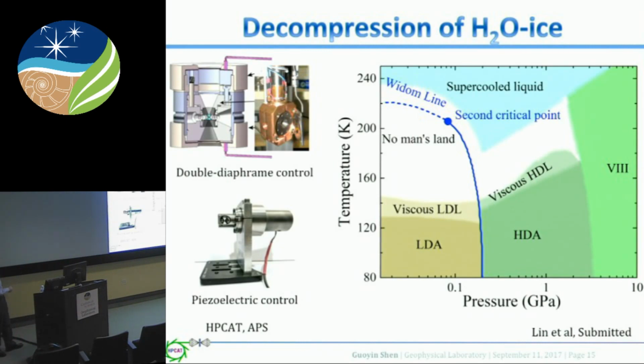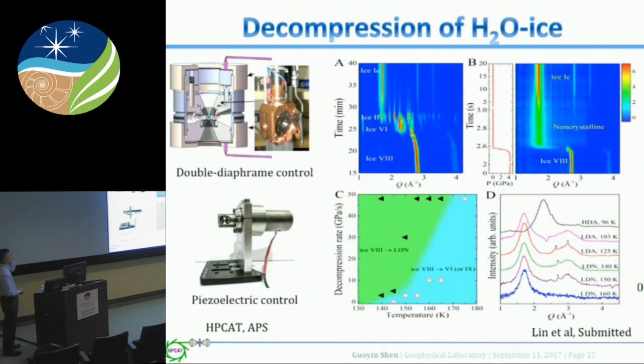So we use this technique and integrate it with synchrotron radiation to monitor by X-ray diffraction. And then we apply decompression from crystalline ice 8 phase, and try to reach this no man's land and see what we can observe. The temperature range we cover is from above the glass transition to about 170 Kelvin. So this is what we have observed.